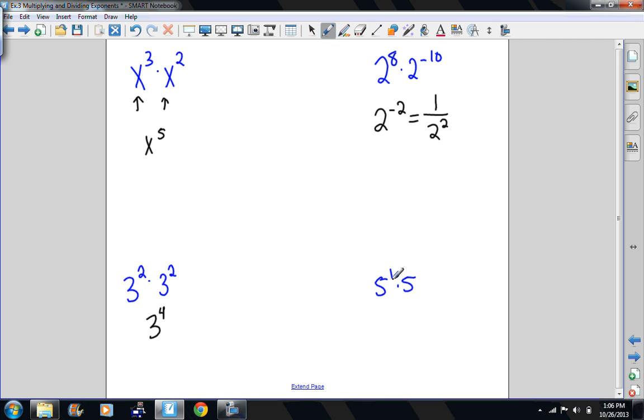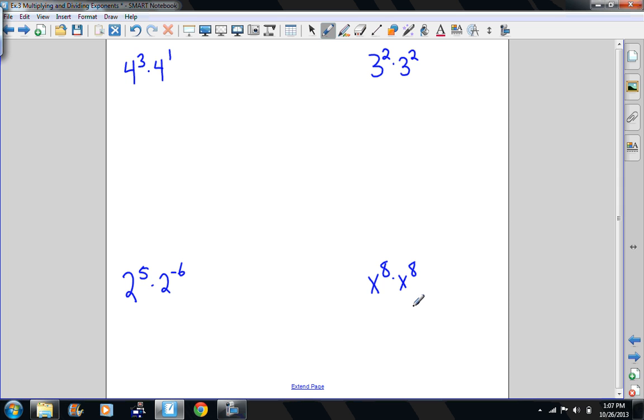And finally, 5 to the 1st times 5. Well, this is one of the trickier sections, but 5 by itself is the same thing as 5 to the 1st. That's important to remember. And 1 plus 1 is 2. I want you to try these on your own and see how they go.